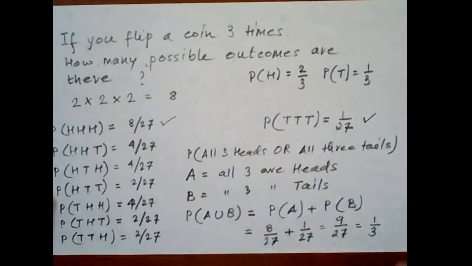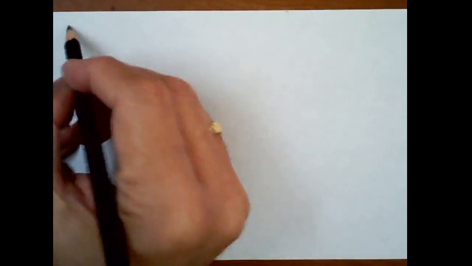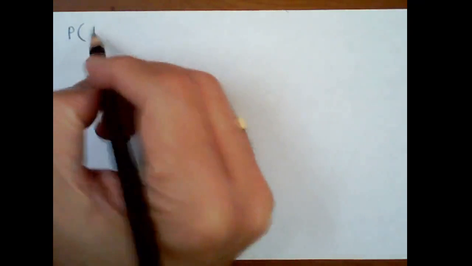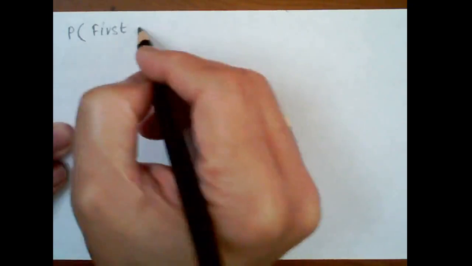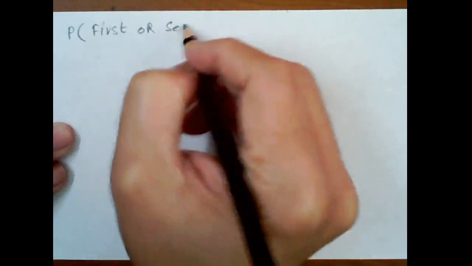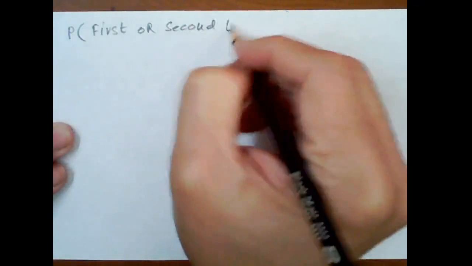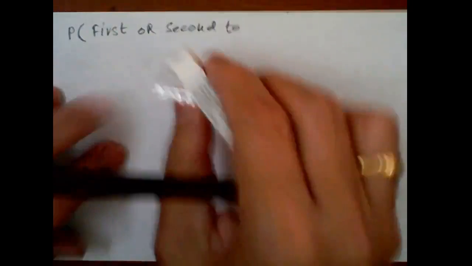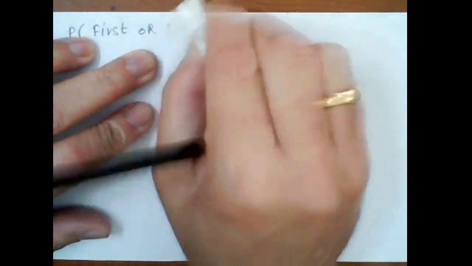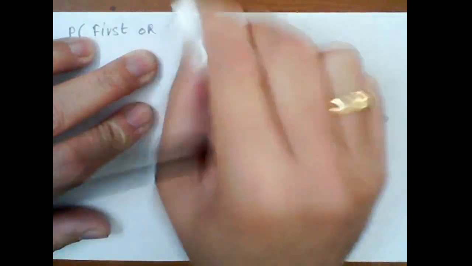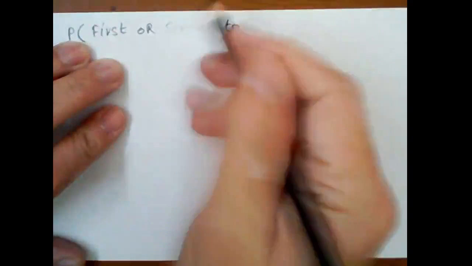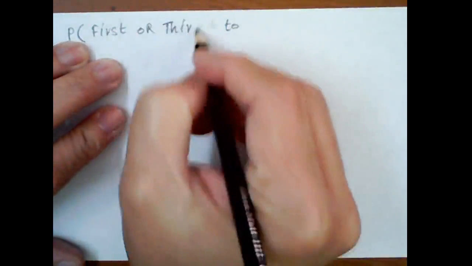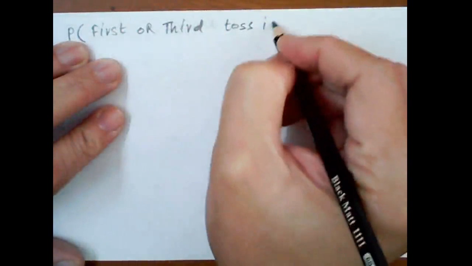All right, so now let us ask another question. And the question that we are asking here is, what is the probability that the first or second, or rather let us do it this way, let us say the first or the third toss is heads, or the third toss is heads.